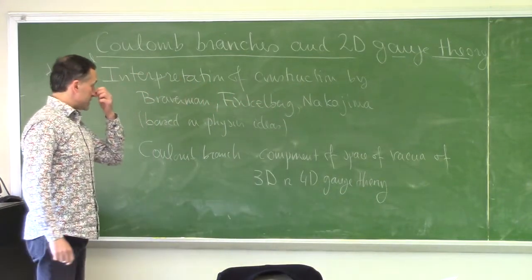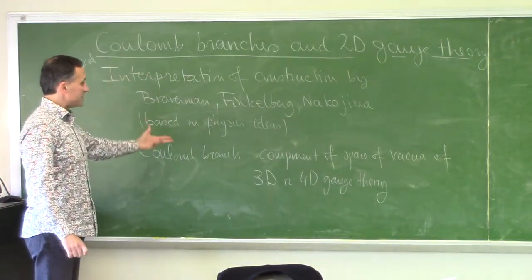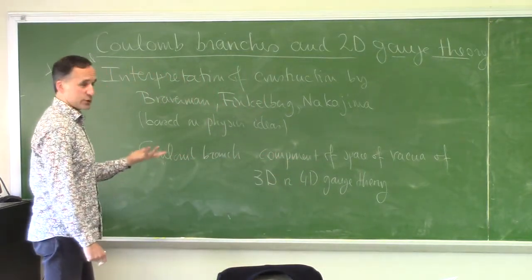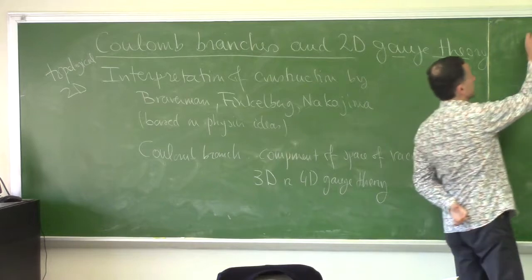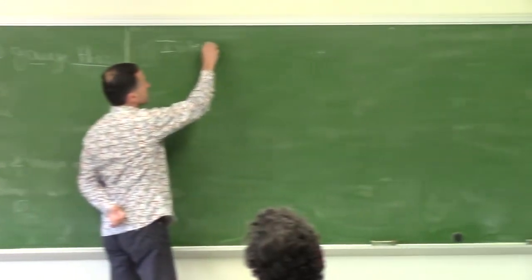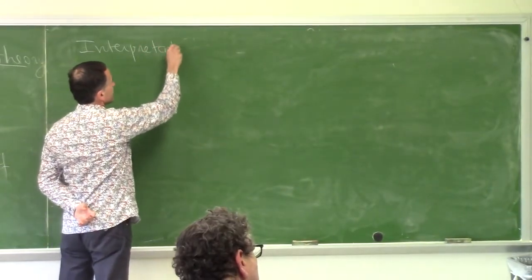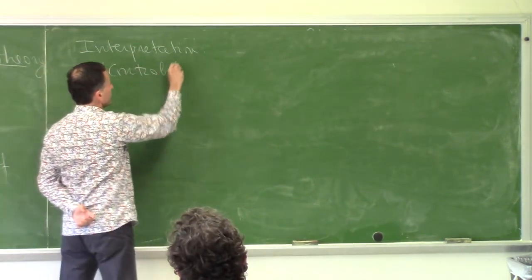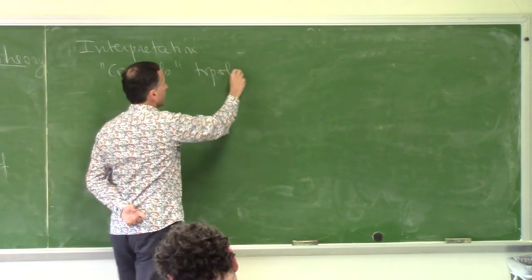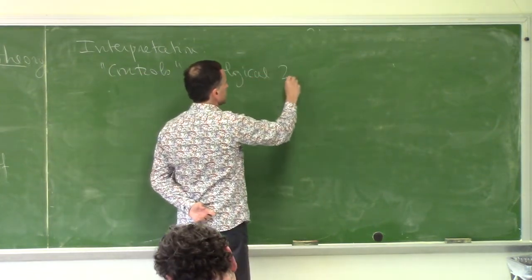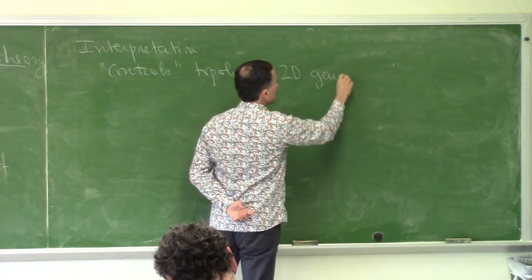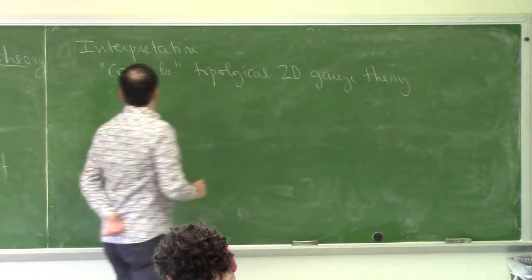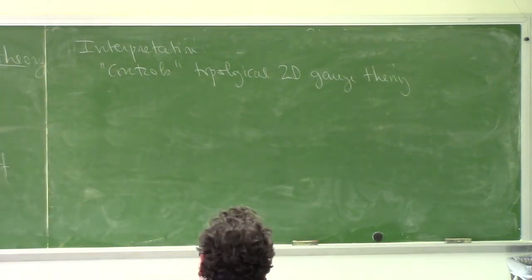So what am I talking about in 2 dimensions? Well, I'm going to interpret it in 2 dimensions and explain to what extent it controls topological gauge theories in 2 dimensions. So my interpretation is that it controls topological 2D gauge theory, and this interpretation allows us to give an easier description of it.